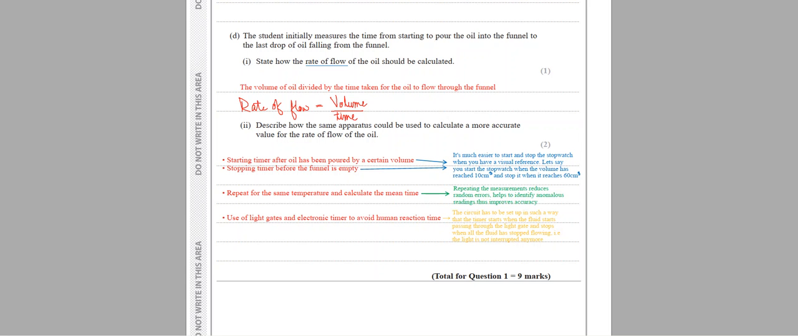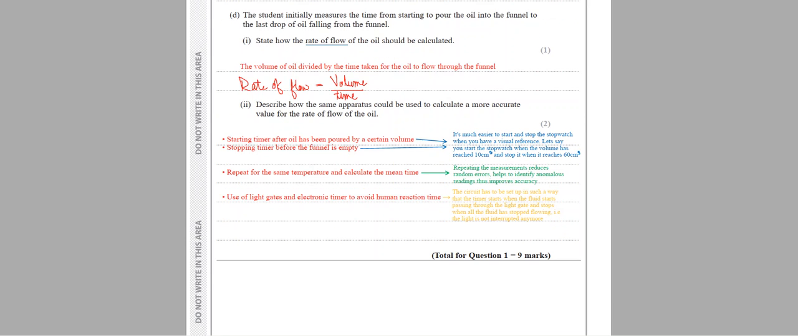Repeat for the same temperature and calculate the mean time. Whenever an experiment talks about accuracy, it's always a good practice to repeat and average, and the other word for average is taking the mean. Use light gates and electronic timer to avoid human reaction time. Guys, it's so obvious. When you have to manually start and stop the stopwatch, the experiment will always be prone to human errors, and you can eliminate this, not just minimize, literally eliminate this by using a light gate and a timer.